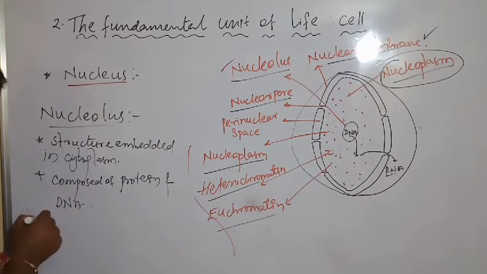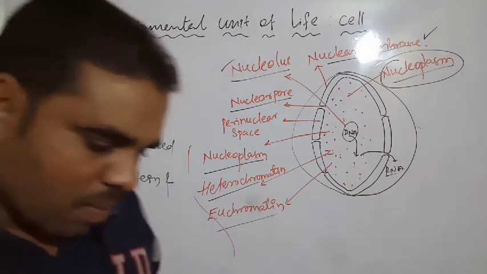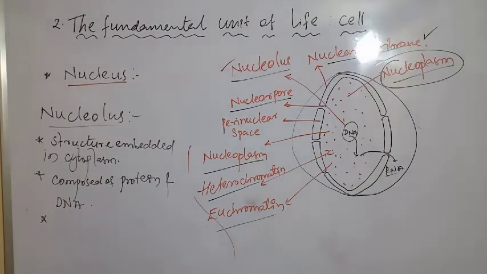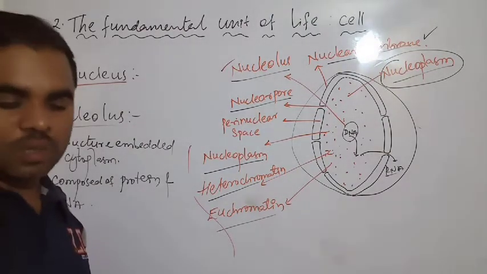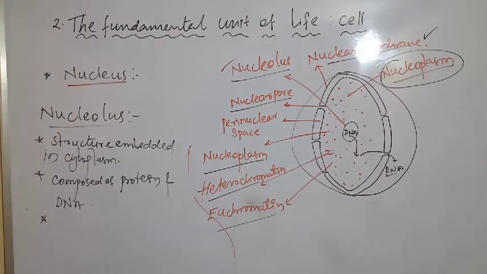See both. Next, what is it? One or many may be present. Ribosomes are also formed here, in the nucleolus. Next, we have to see the chromatin.